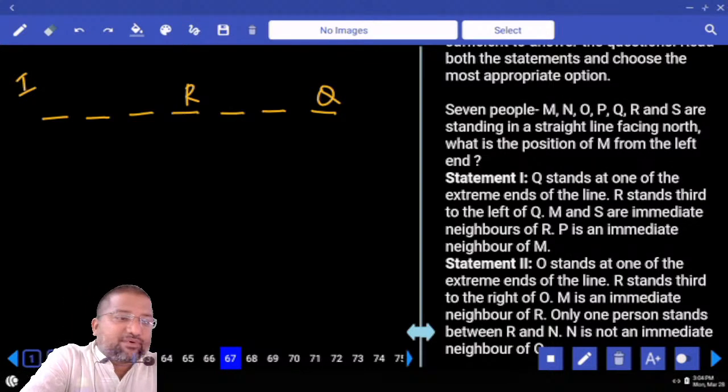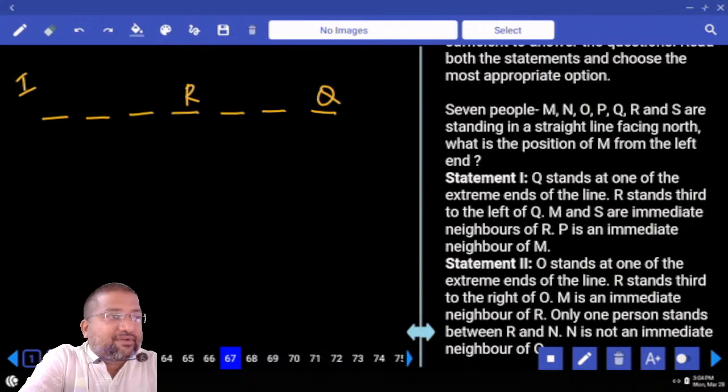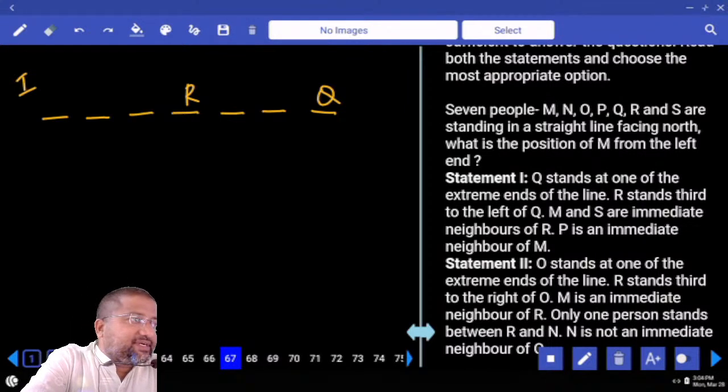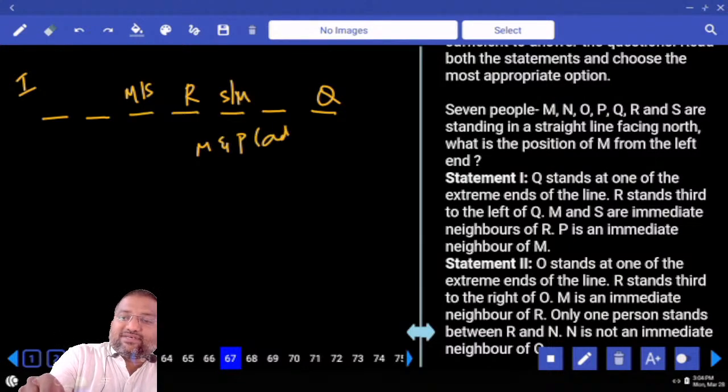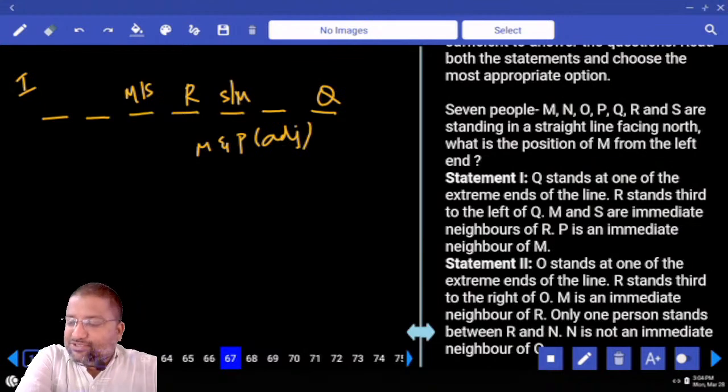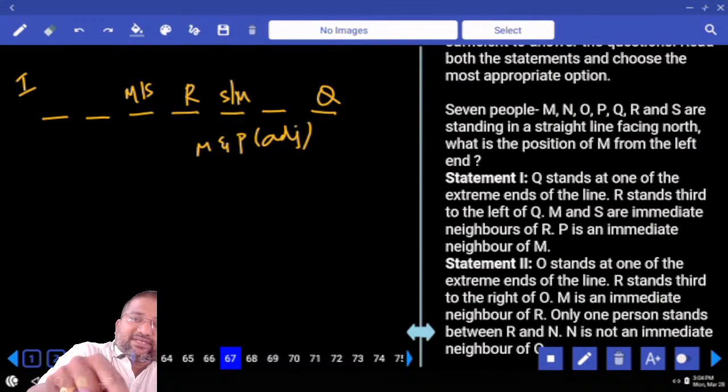P is an immediate neighbor of M. Are you sure with the position of M and S? And clearly it says M and P are adjacent or not adjacent? So am I sure with the answer? No. I didn't get the answer from 1.